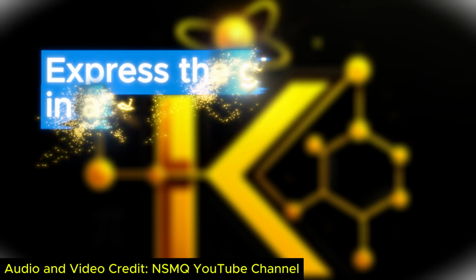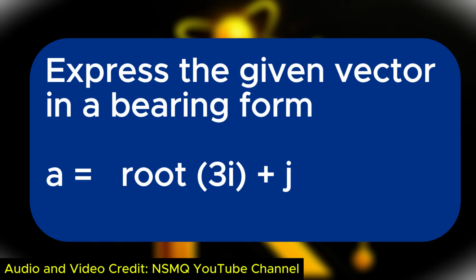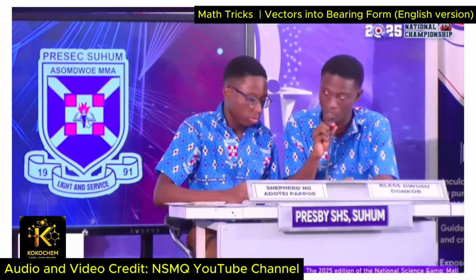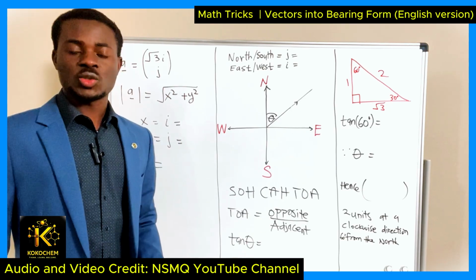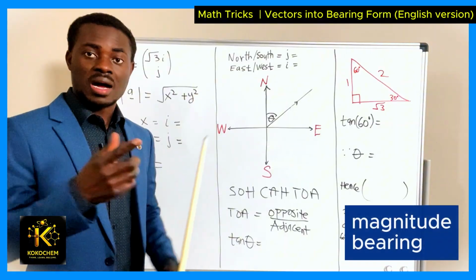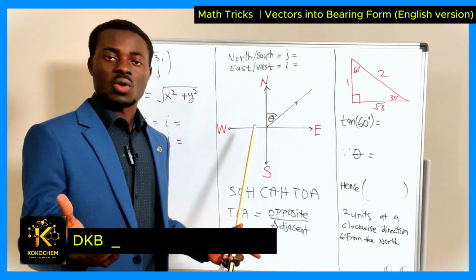Express the given vector in bearing form. A equals root 3 i plus j. Answer: 2, 060 degrees. Yes. So to solve this question, you need two components. You need the magnitude, how long the vector is, and the direction of the vector, which we call the bearing.